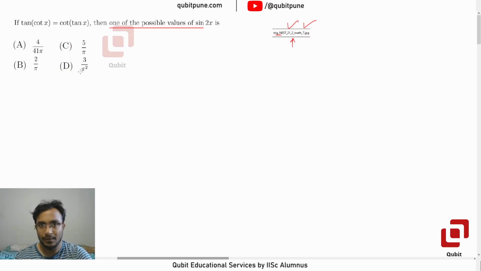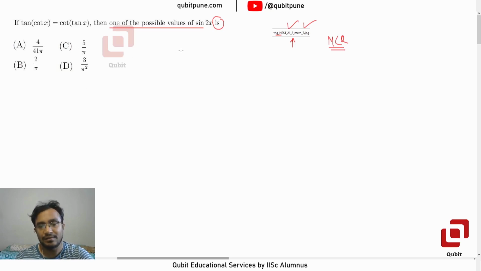square. Okay. So they're saying one of the possible values is, so we know only one of the four options is going to be right. And also it is a multiple choice question. While writing the exam, it will be specified to you whether it is a multiple choice question or a multiple select question. Now the reason why I brought this point right at the beginning of our solution is that this is a trigonometric equation. And we know trigonometric equations usually have infinitely many solutions because of the periodicity.